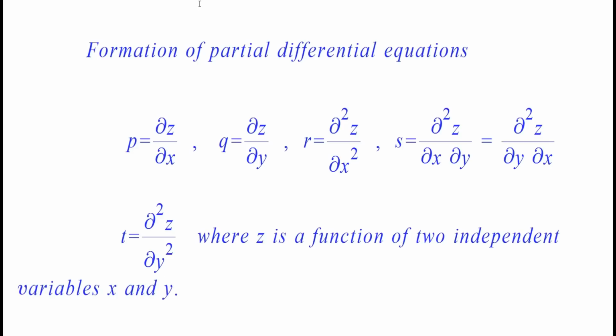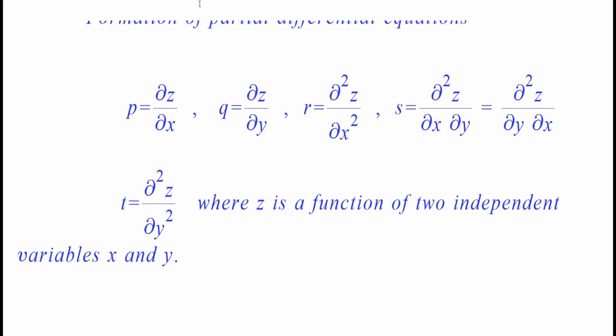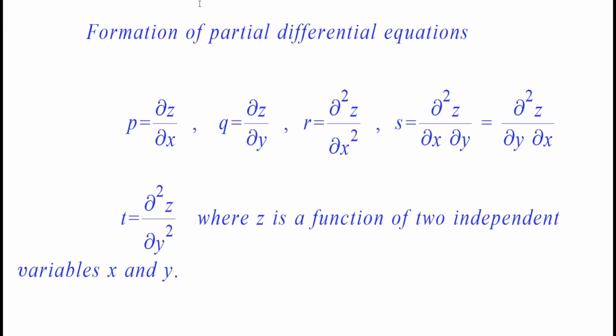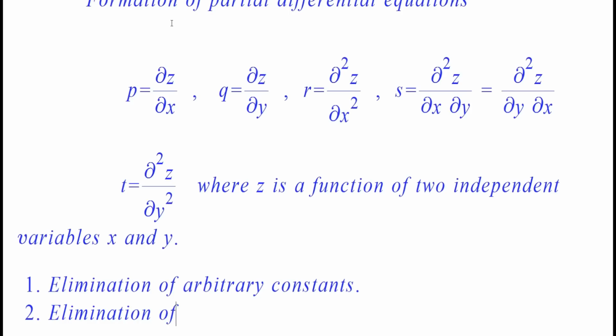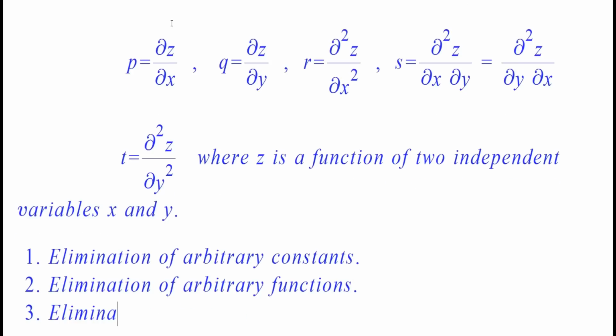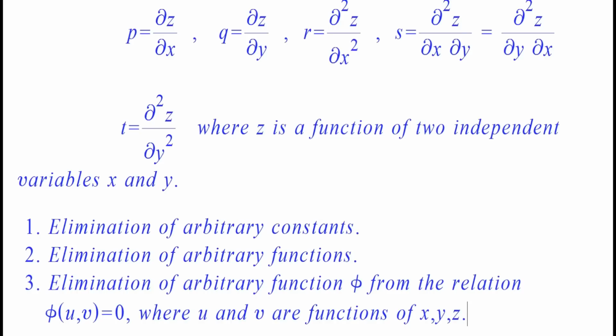In this section, we are going to deal with three types of problems: elimination of arbitrary constants, elimination of arbitrary functions, elimination of arbitrary function phi from the relation phi of u v is equal to 0, where u and v are functions of x, y, z.